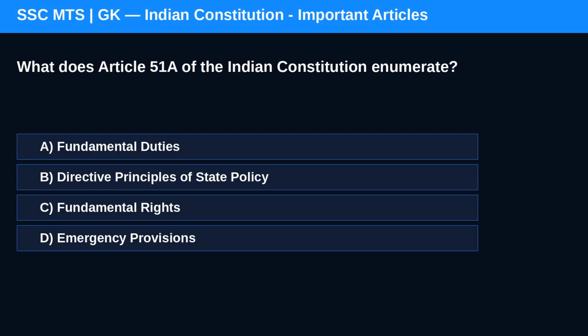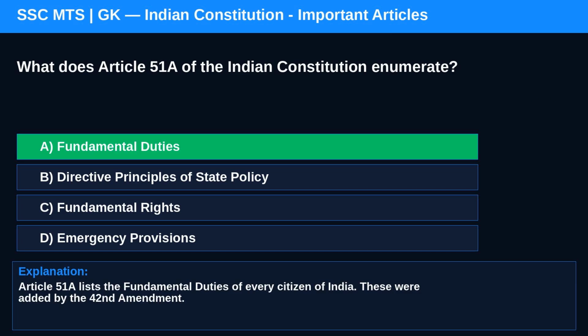Question 8. What does Article 51A of the Indian Constitution enumerate? Option A, fundamental duties, Option B, directive principles of state policy. Correct answer is A. Article 51A lists the fundamental duties of every citizen of India. These were added by the 42nd Amendment.